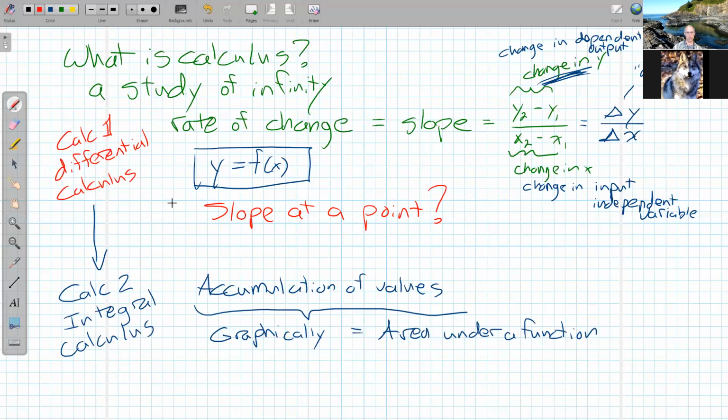Because normally to find a slope, we need 2 points. And if those 2 points are merged into one, then the denominator turns to a 0, and we can't divide by 0. And we'll see that in just a moment. All right, so I've got some things for you guys to play with after I do an example.